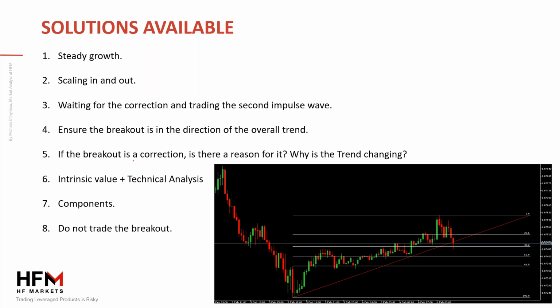If the breakout is a correction, is there a reason for it? Why is the trend changing? So for example, if we've got an upward price movement, an upward trend like this, then we move up and form a price range like this. If we get a breakout like this, why is the trend changing? If there's nothing there to indicate to us that the trend is changing, then there is a possibility that it is going to be a false breakout. Again, we're going to look at how we can determine this as well.